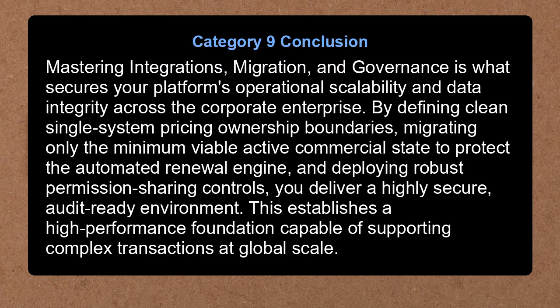Category 9 Conclusion. Mastering integrations, migration, and governance is what secures your platform's operational scalability and data integrity across the corporate enterprise. By defining clean single-system pricing ownership boundaries, migrating only the minimum viable active commercial state to protect the automated renewal engine, and deploying robust permission sharing controls, you deliver a highly secure, audit-ready environment. This establishes a high-performance foundation capable of supporting complex transactions at global scale.